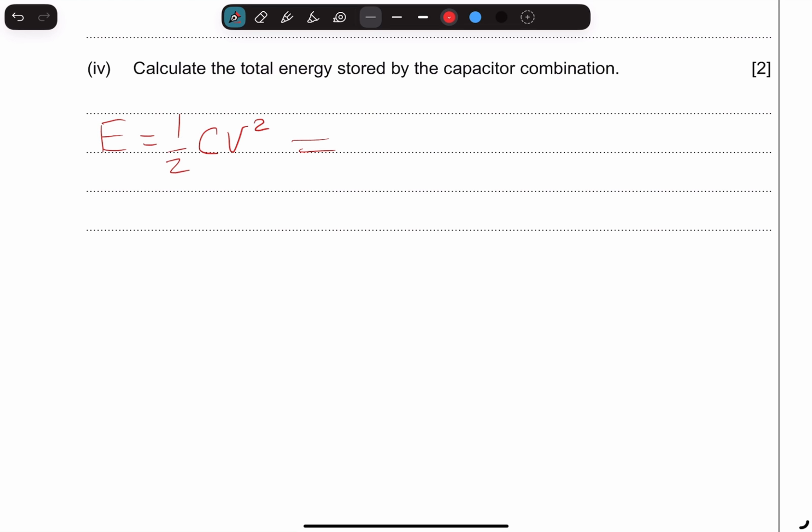So we know the combined capacitance of the whole combination is 2.4 times 10 to the minus 9. And we know that the voltage across the combination of capacitors is 15, so we just square that, and that's going to give us an answer of 2.7 times 10 to the minus 7 joules. So that is that question complete.